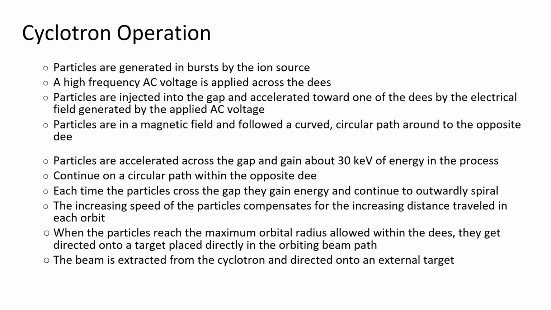And so they just continue on that outward spiral path within the opposite D. Each time they cross that gap, they gain more energy and they continue that outward spiral until they reach their maximum speed. And then the particles will be directed at the target. The beam is extracted from the cyclotron and directed towards that external target.